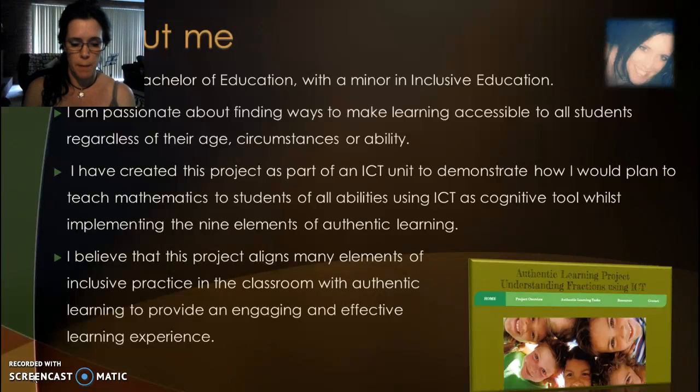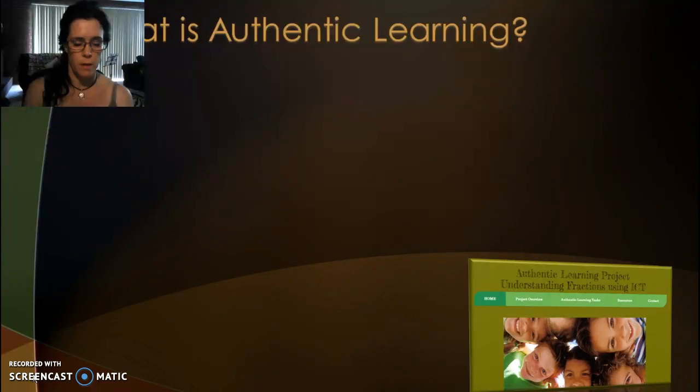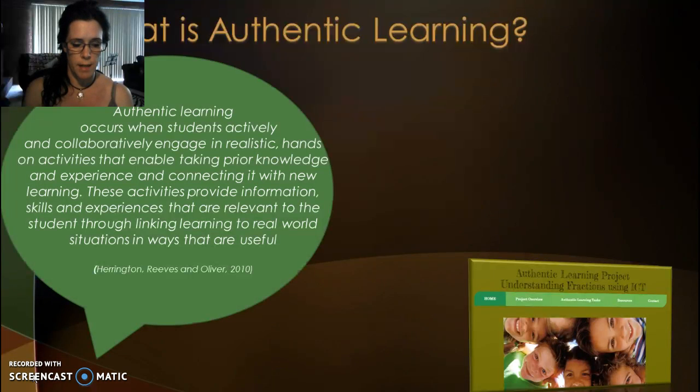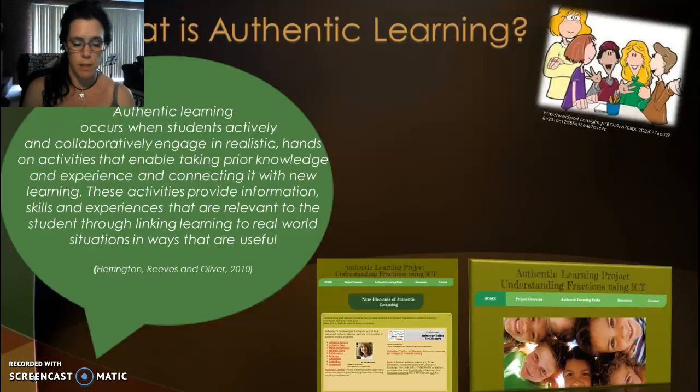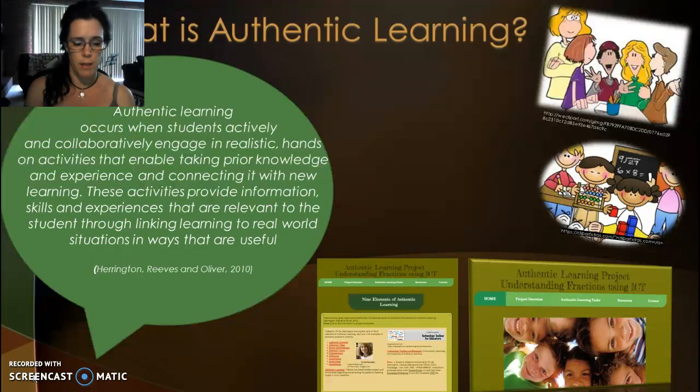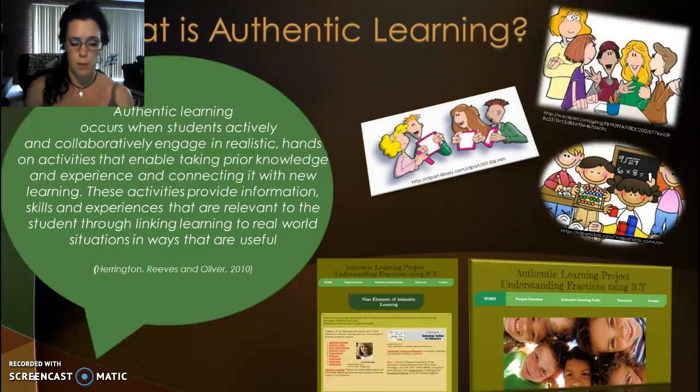This project aligns many elements of inclusive practice with those of authentic learning to provide an engaging and effective learning experience. Authentic learning occurs when students actively and collaboratively engage in realistic, hands-on activities that consider prior experience to connect with new learning. These activities provide learning that is relevant, linking real-world situations in ways that are useful. Authentic learning is active, collaborative, rich in dialogue, and knowledge is constructed through exposure to concepts that have been applied in personally relevant ways.